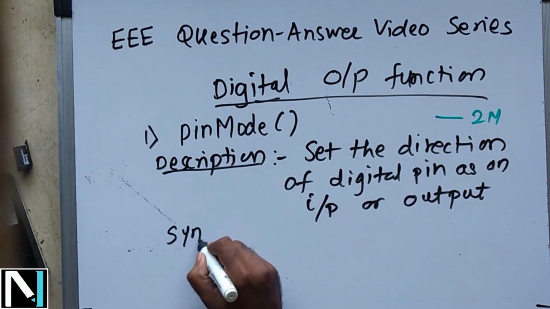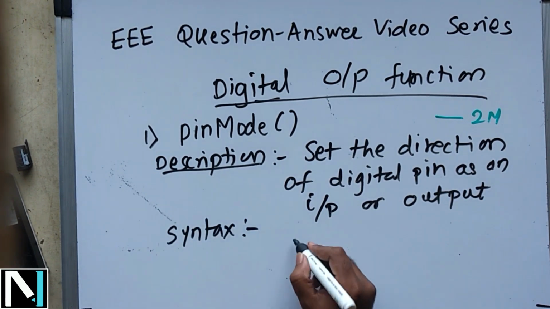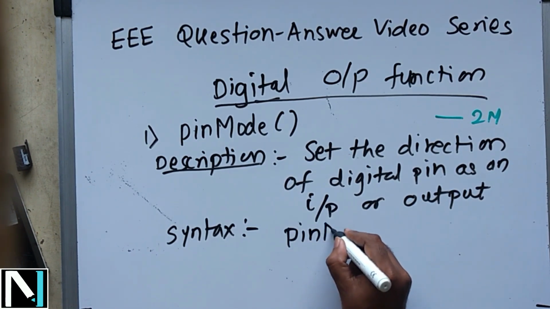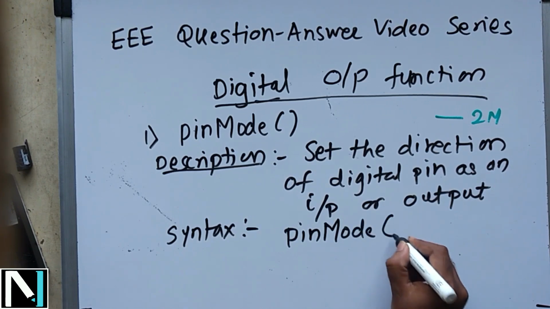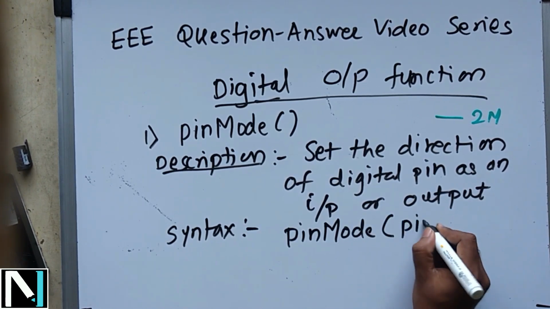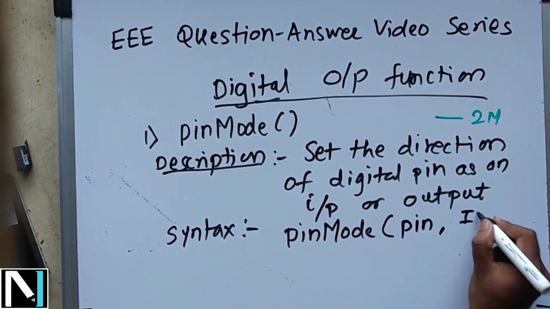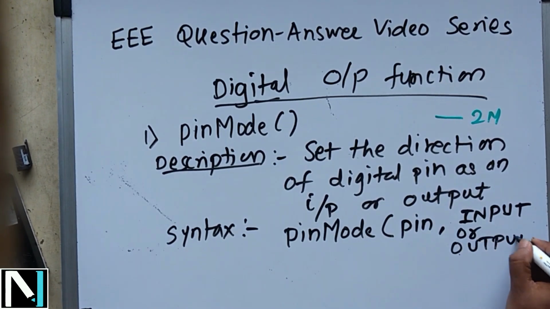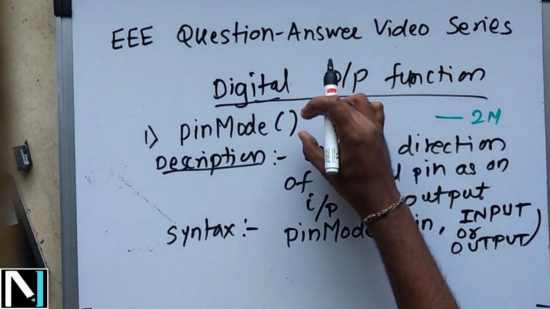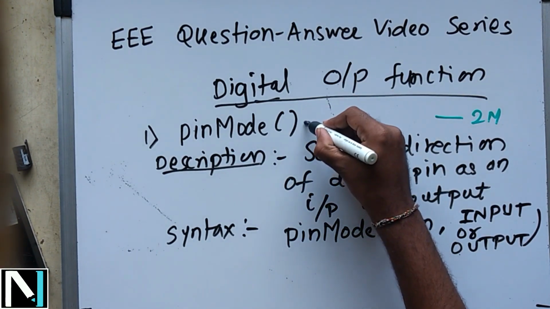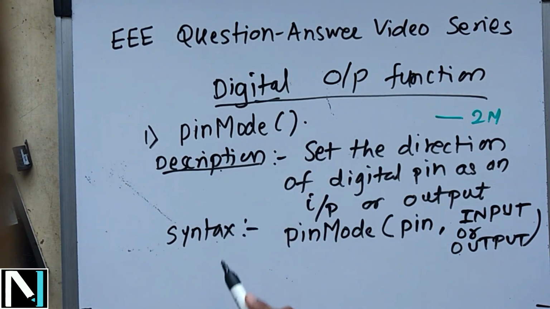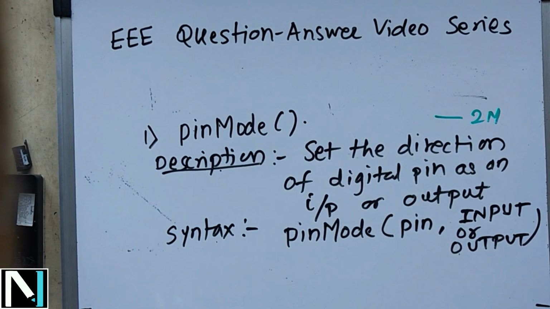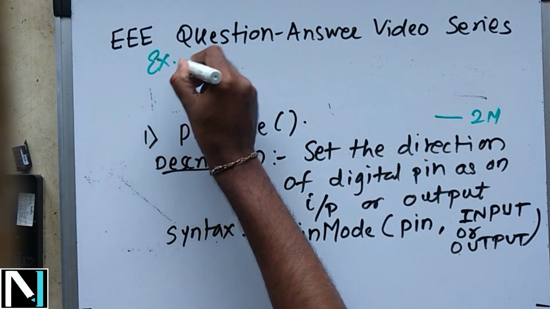So what is the syntax of this function? Its syntax is written in this fashion. See here, pin is written in small, M is capital: pinMode. In brackets you have to write down the pin and then a comma, and whether that pin you have to configure as an input or output. So in the exam you have to state the name of the function, its description, its syntax, and you have to also explain it with the help of an example. So the third format is example.